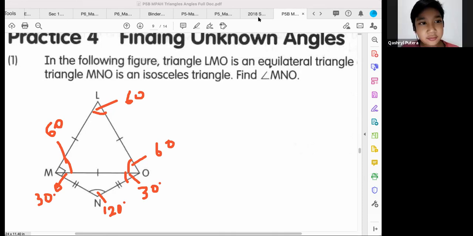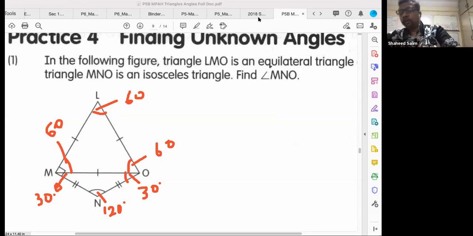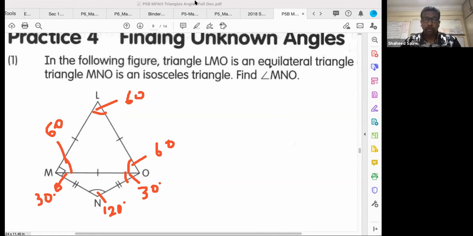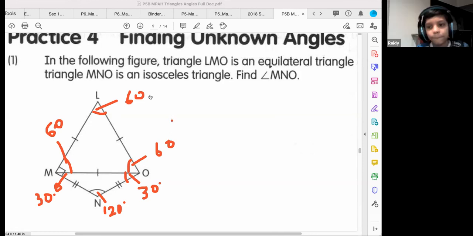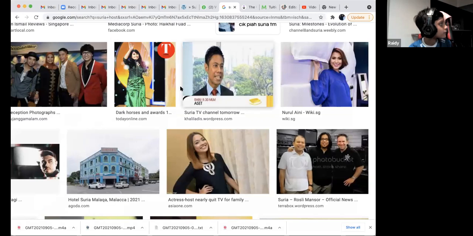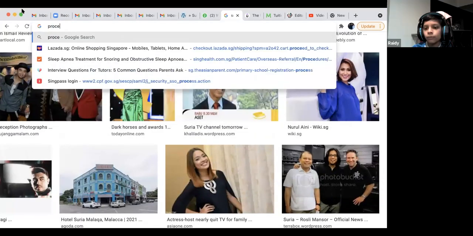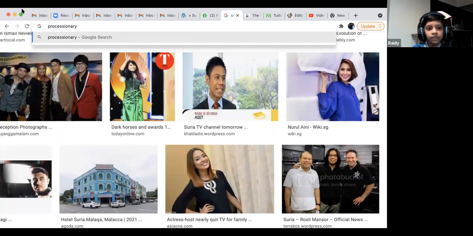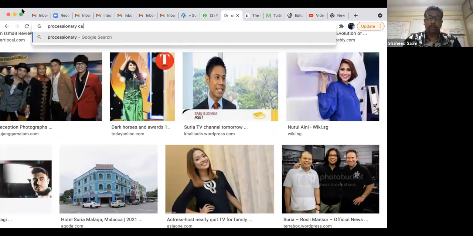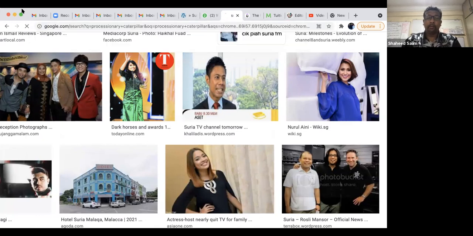You know the processionary caterpillar. Don't follow the rest. Some people in your class give up, and you also give up. You know what a processionary caterpillar is? I'll show it to you. They did an experiment with a processionary caterpillar. You only have less than 20 minutes, 19 more minutes. Okay, don't worry.